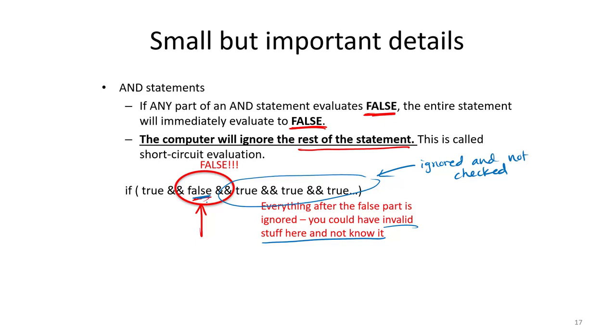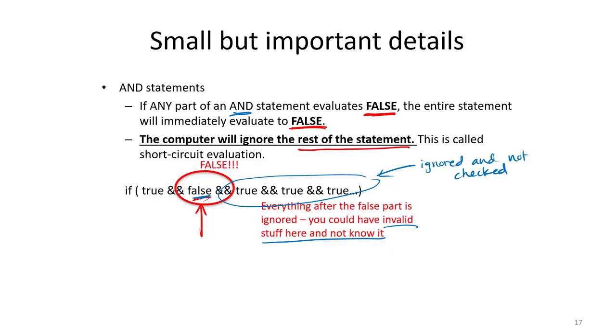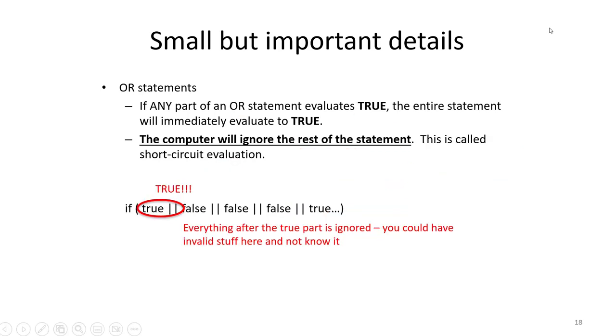So just be aware that if any part of that and statement is false, the entire statement will immediately be evaluated to false. It turns out that there's a similar rule with or statements. So remember, an or statement will return true as long as at least one part of that or statement is true.